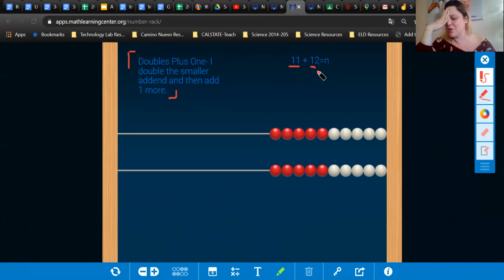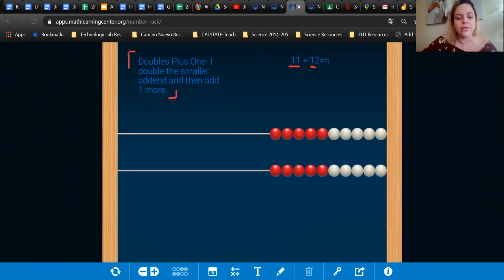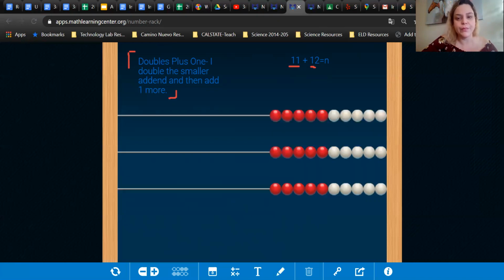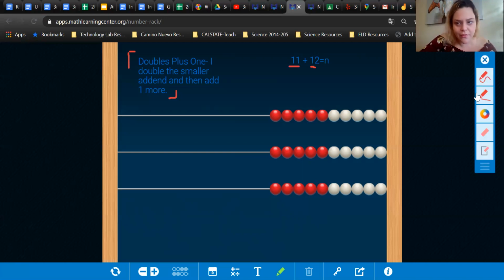I'm just looking at that equation and I know that's probably gonna need more than 20. So again, I'm gonna definitely need another set of beads. So I'm gonna add my beads. Okay, so here we go. So I'm looking at my notes. I double the smaller addends and then add 1 more. What's the smaller addend in 11 plus 12? Oh yeah, it is 11.